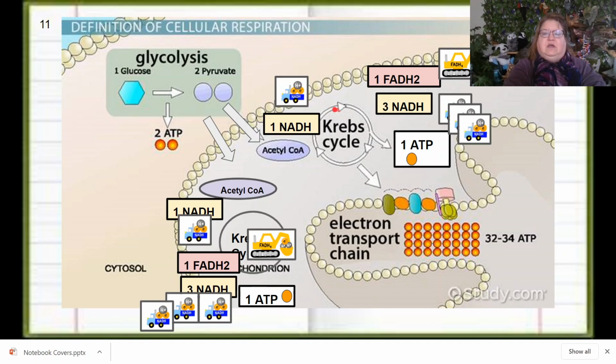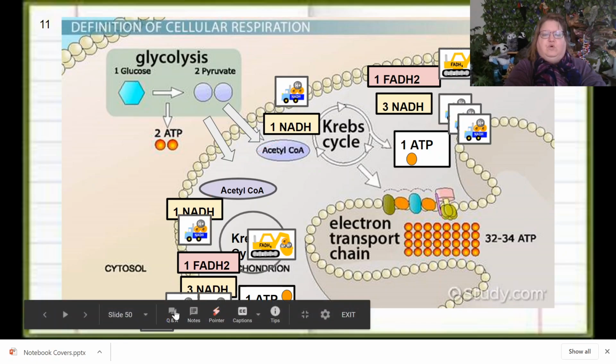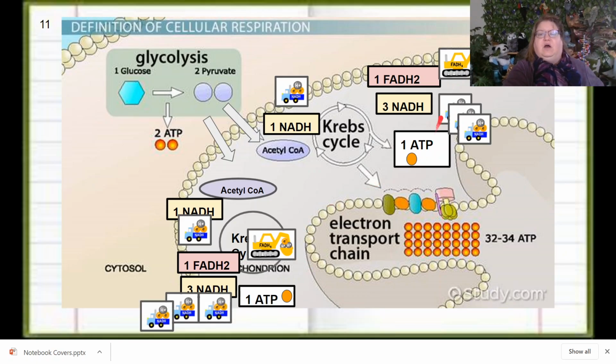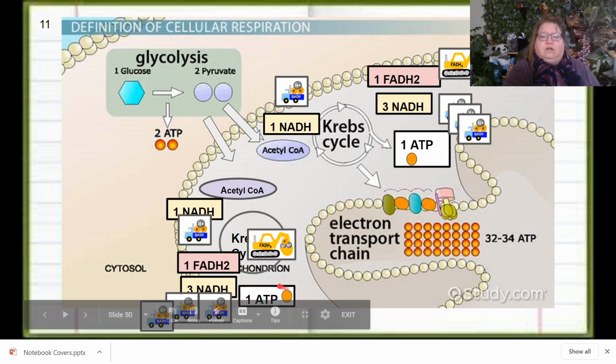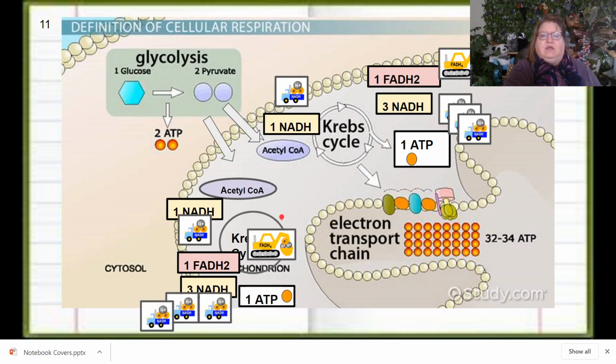We've got 4 NADH up here for this pyruvate, and I went ahead and put the little pictures up that'll help you see them. And then we've got 4 NADH for this pyruvate. Between the prep stage and the Krebs cycle, we've got ourselves 4 NADH each. That's 8. And then we have 1 FADH2 up here, 1 FADH2 down there. And then we do have ATP, but only 2 of them.